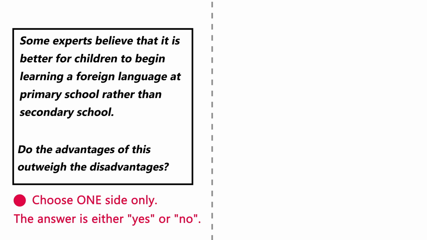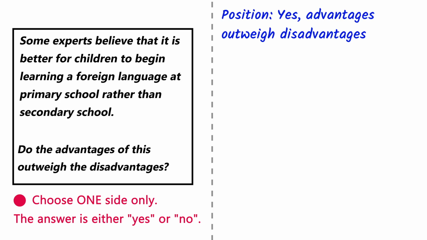All right, so we have to choose one side, all right? So the answer is either yes or no. Do the advantages of this outweigh the disadvantages? Do we agree or not? Yes or no? All right, so what is our position? Our position is that, yes, advantages outweigh disadvantages, all right?